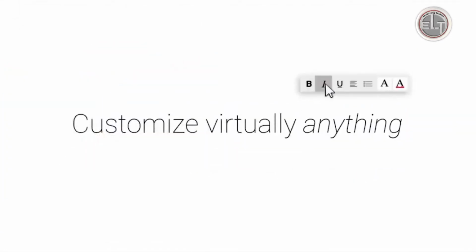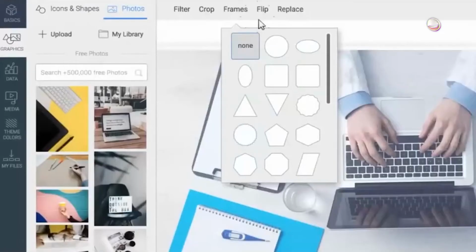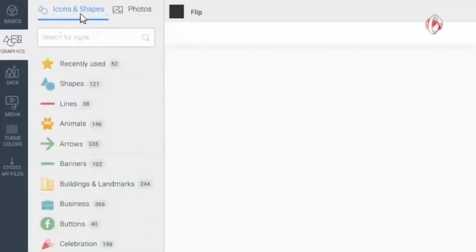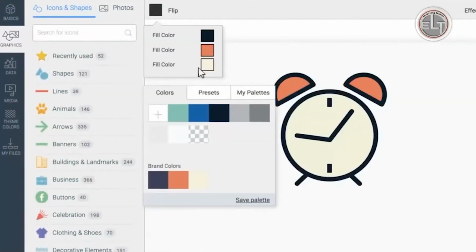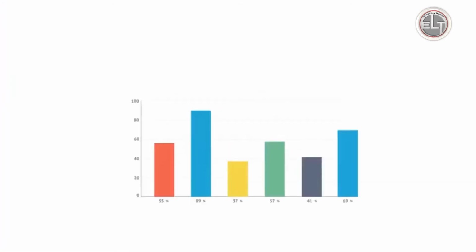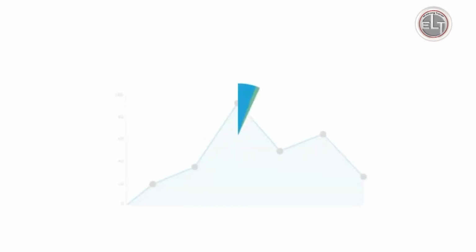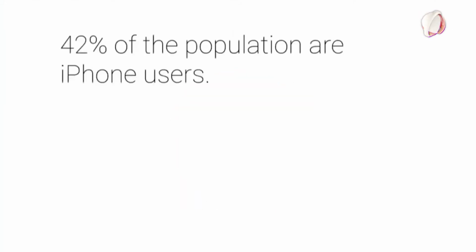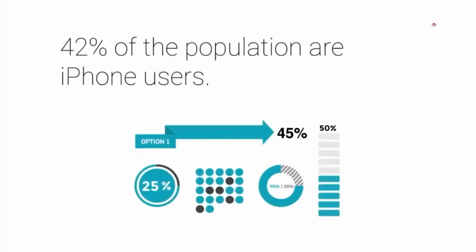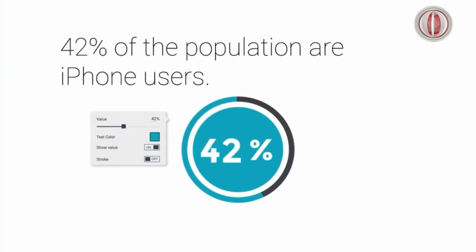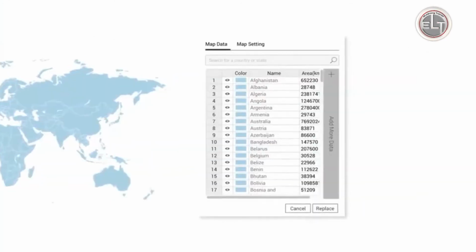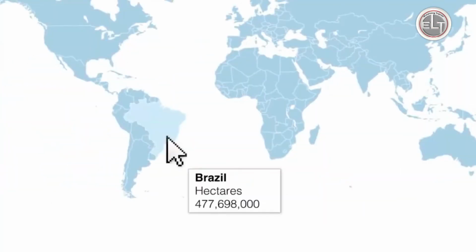Customize virtually anything. Edit, crop, or frame your images. Apply your own color schemes to icons, and much more. Translate boring data into beautiful and easy to understand visuals. Create professional charts and graphs, and tap into our one-of-a-kind data widgets to visualize stats and figures. You can even create interactive maps with your own geographical data.